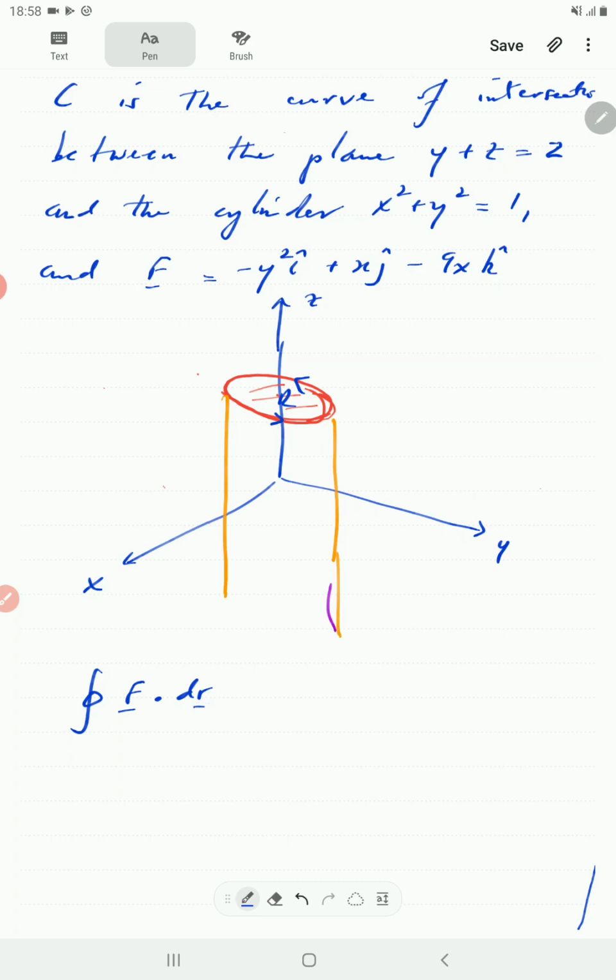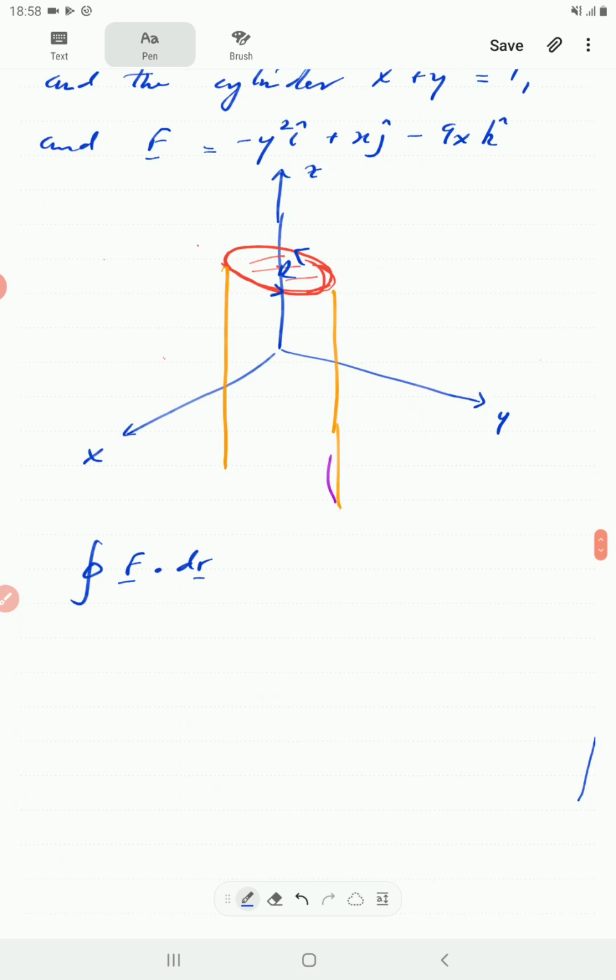So first of all, we're going to need to work out the contour integral of F dot dr. That means for our C, we need to write a position vector. Remember we've got the plane y plus z equals 2, and then we've got x squared plus y squared equals 1. So it's the intersection of these two.